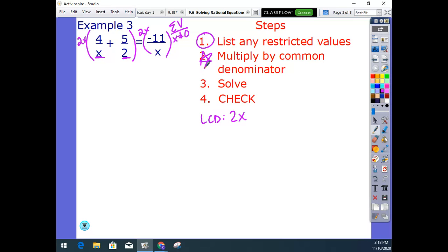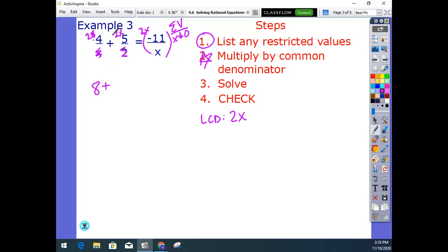Now, I'm going to do that. I'm going to distribute it all the way across. So I think it's easier to do if we take our LCD and distribute it and look at each one times that 2x. So this x cancels. 2 times 4 is 8. Bring down the plus sign.